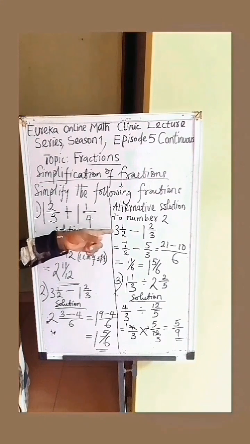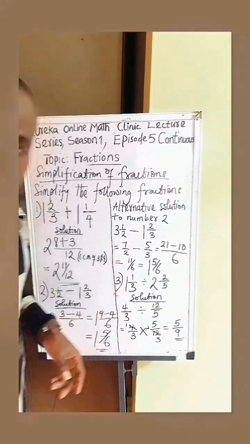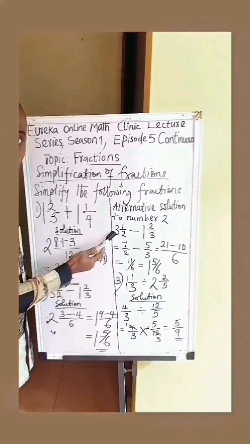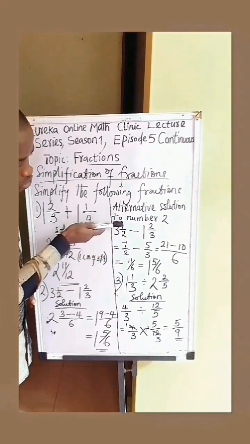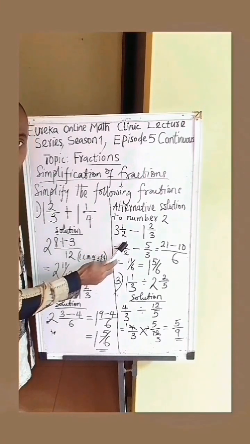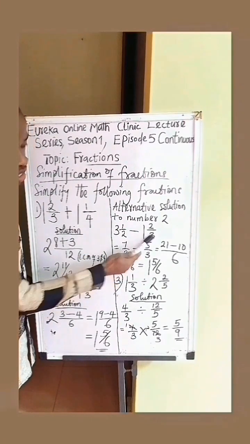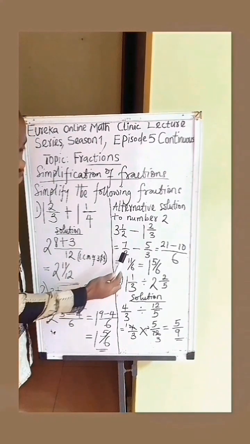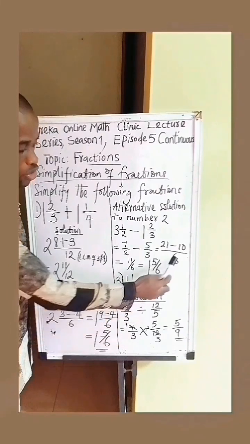You convert a mixed fraction to a single fraction. And how do you do it? Use the denominator, multiply the whole number, and whatever you get, add it to the numerator. So 2 times 3 is 6, 6 plus 1 gives you 7. So we have 7 over 2 minus 3 times 1 is 3, 3 plus 2 is 5, 5 over 3. So we find the LCM of 2 and 3, which is 6.